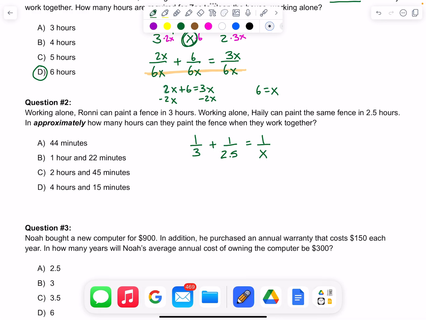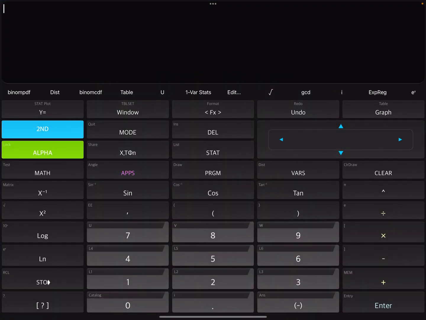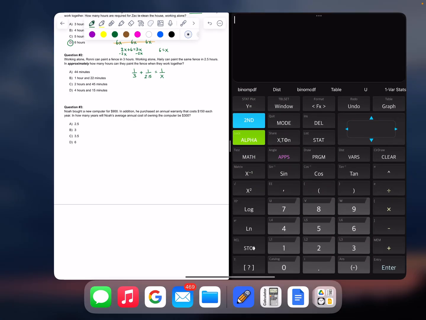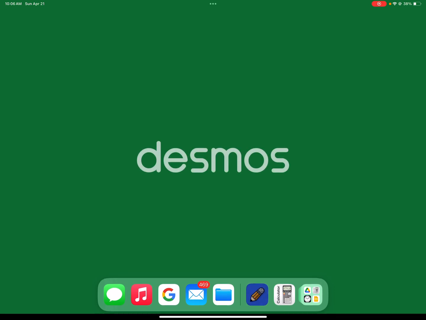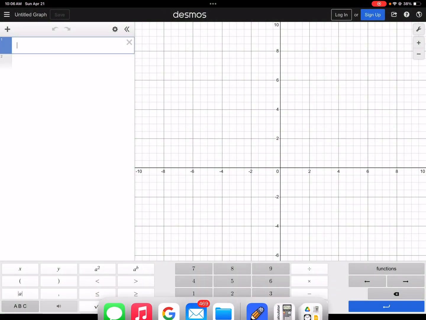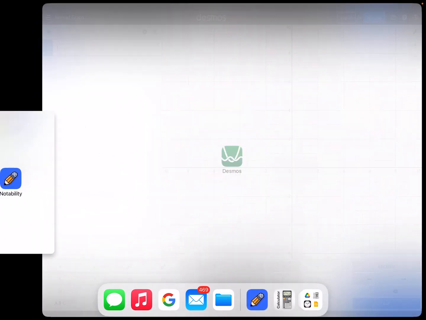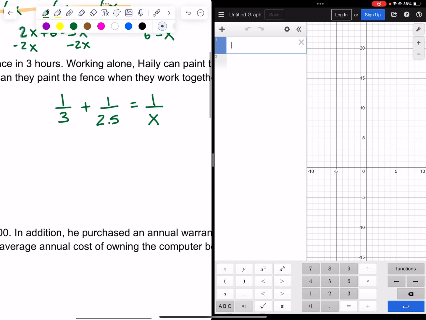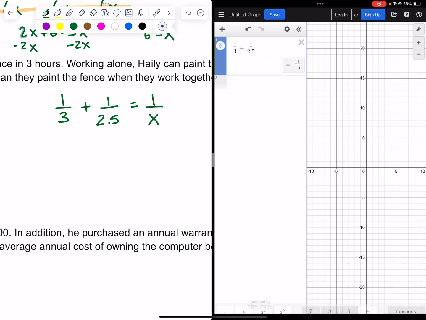So what we can do when we just have fractions like that, and in other cases, like we could have done for number 1 if we moved everything to one side, is use our calculator to help. And actually, I'm going to use Desmos instead of the graphing calculator. So let's type in 1 divided by 3 plus 1 divided by 2.5. And then I'm just going to hit that little fraction box in blue. And so I easily get 11/15 when I add those up.